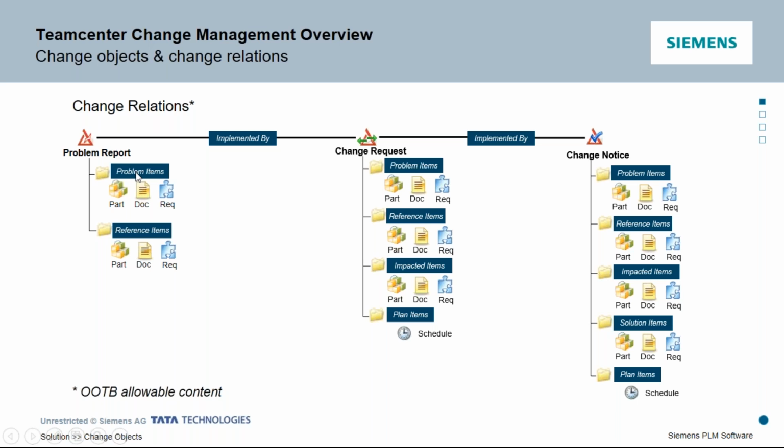Now, at the problem report stage, what is relevant? It is the problem items and the reference items, right? So we have relations to capture that. When it comes to the change request state, probably we will also know the impacted items and the plan items for that change, right? So there are pseudo folders or relations to capture that at the change request stage. When it comes to the change notice stage, that's when we have the solution items, right? So there is a relation or pseudo folder to capture solution items here.